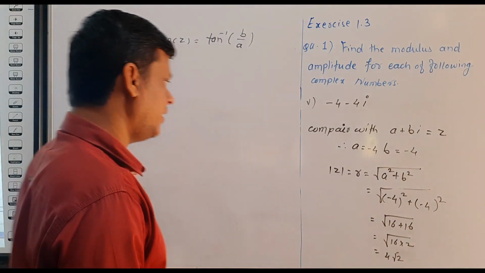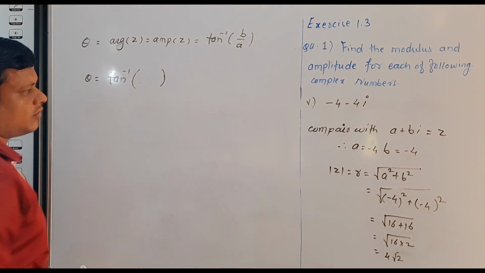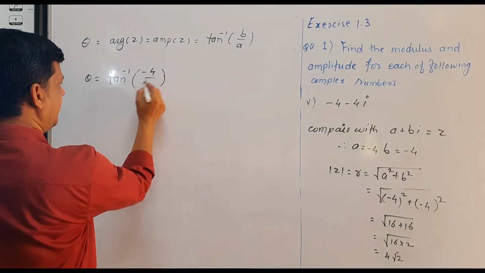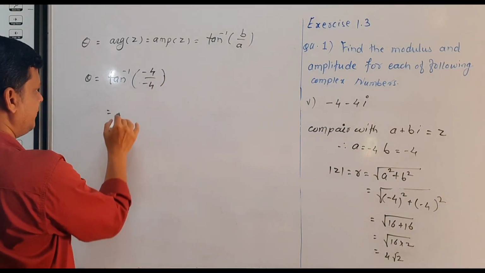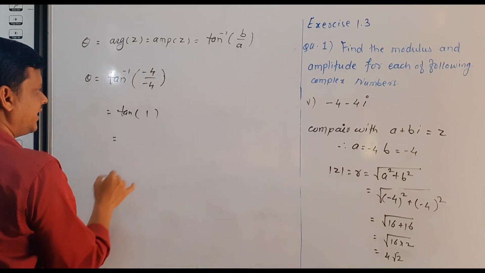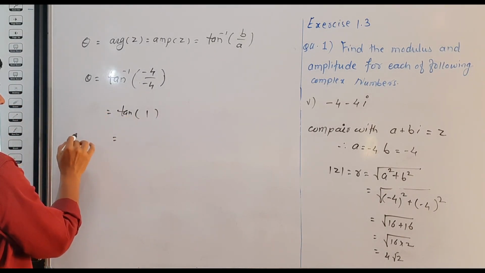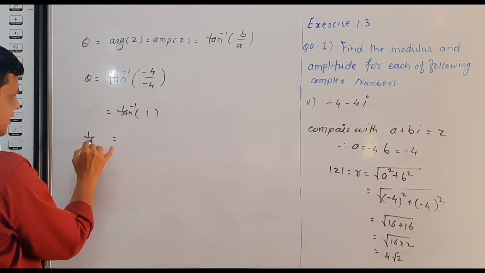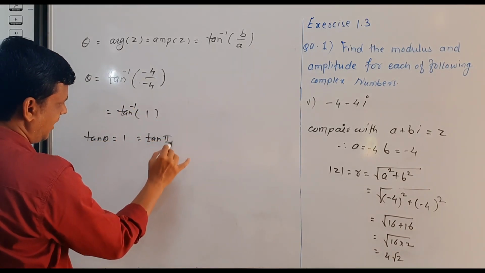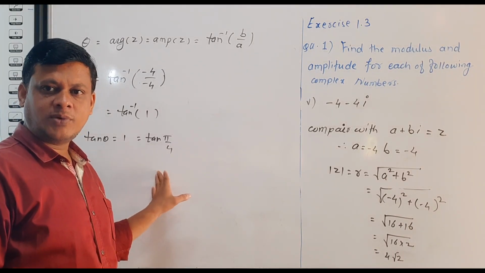Now we have to find the value of theta. So theta is equal to tan inverse of b by a. So we write here minus 4 upon minus 4, which is equal to, the minus minus sign gets cancelled. When we shift this tan to the left hand side, we write tan theta is equal to 1. So we know that tan pi by 4 is equal to 1. But this is not possible.